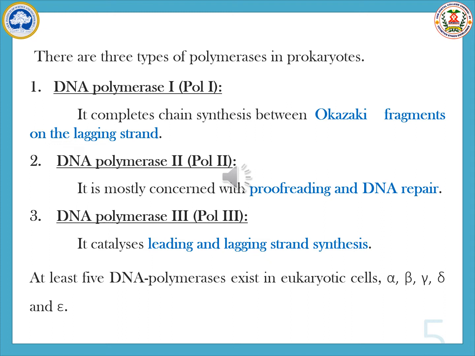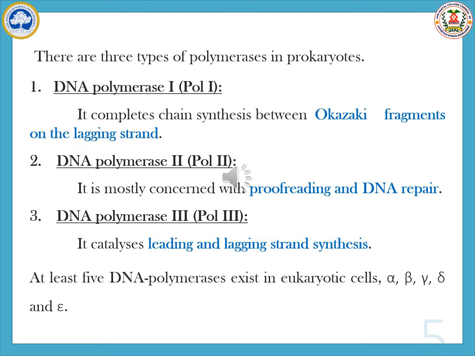So DNA polymerase 1 is involved in the completion of the chain synthesis between the Okazaki fragments on the lagging strand, and DNA polymerase 2 is involved in the proofreading and DNA repair mechanism, and DNA polymerase 3 is involved in the leading and the lagging strand synthesis.